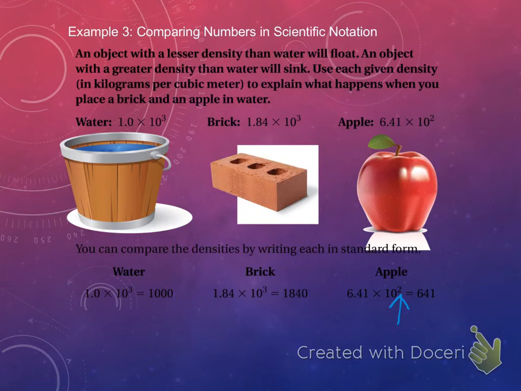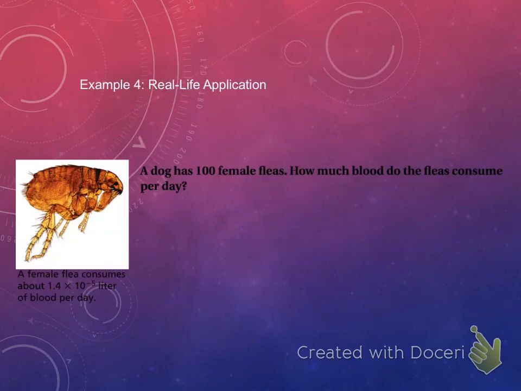So when you're looking at these numbers, you're trying to compare what we've got. We've got 1,000 here, so this number is going to be greater than the 1,000, and this number is going to be less. So the brick will sink, but the apple will float, because the apple is less dense than the water, so it'll float. The brick is more dense, so it'll sink.